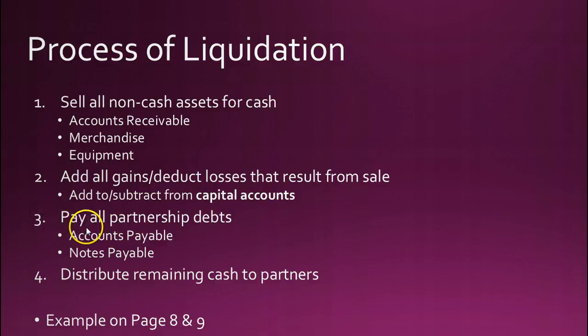Third step will be to pay all partnership debts. So any accounts payable or notes payable that we have outstanding, we need to make sure we pay those bills off. And then the last step would be to distribute any remaining cash to partners. So there's an example on pages 8 and 9 that we're going to look at here that walks us through the liquidation of a partnership.